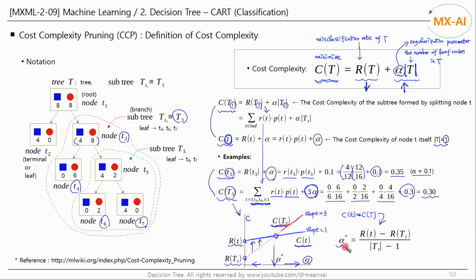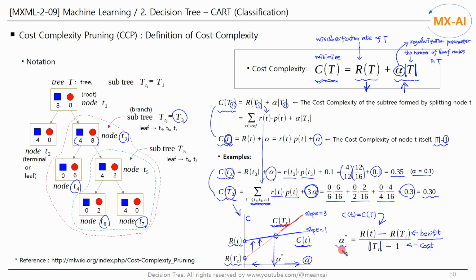So what does this value actually mean? Let's interpret it step by step. The denominator represents the increase in the number of leaf nodes when the node is split. In other words, this is the cost of making the split. The numerator represents the reduction in misclassification error achieved by the split. This corresponds to the benefit. Therefore, alpha star represents the trade-off between benefit and cost.